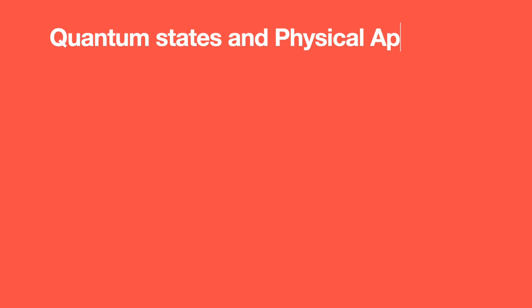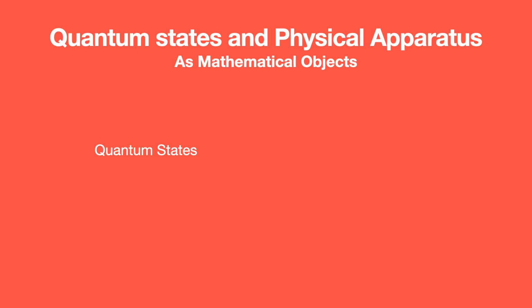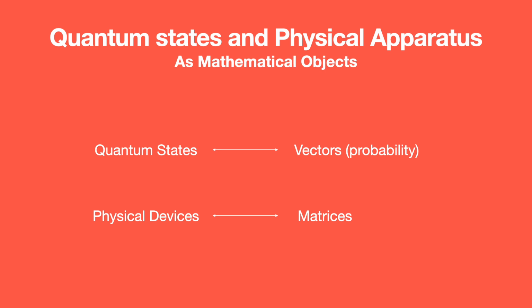So we ended our discussion last time by discussing how quantum states and physical apparatus, such as the Z apparatus, can be represented as mathematical objects. In particular, we claimed that perhaps the quantum states can be represented as vectors, or more precisely as probability vectors, and the physical devices which bring about a change in those quantum states can be represented as matrices. So let's make this idea a little bit more precise and do the actual math behind this.